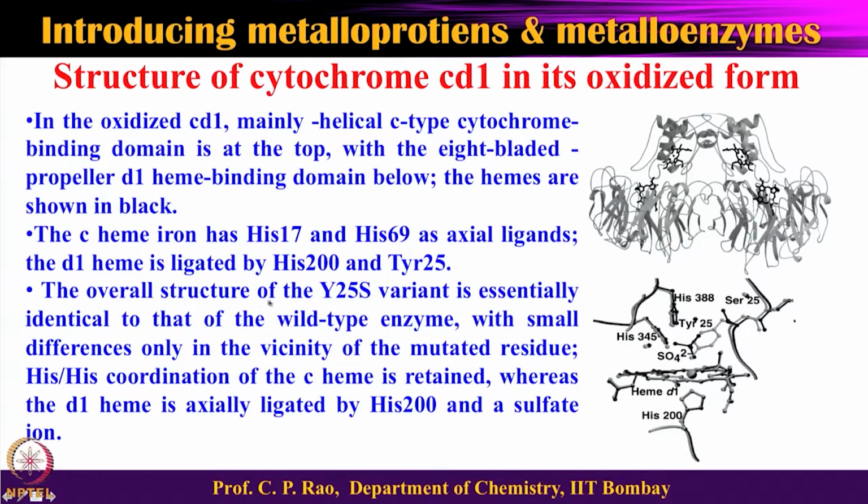So, the overall structure of the mutant, when you look at the tyrosine to cysteine variant, is essentially identical to that of the wild type enzyme, with small differences only in the vicinity of the mutation. So, the histidine coordination of the heme C is obviously retained. But the D1 heme is actually ligated by tyrosine, and when you make the mutation, because you are changing the tyrosine, it picks up a sulfate moiety from the solution. So, that means we can understand that this metal center has an anion kind of affinity.